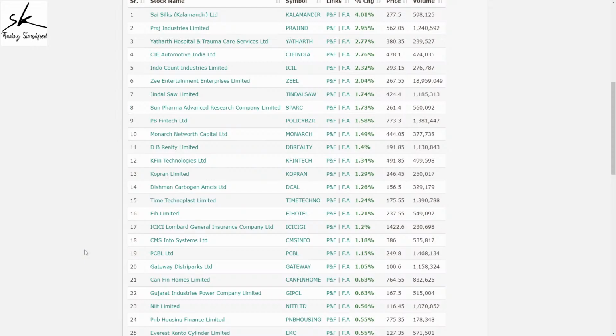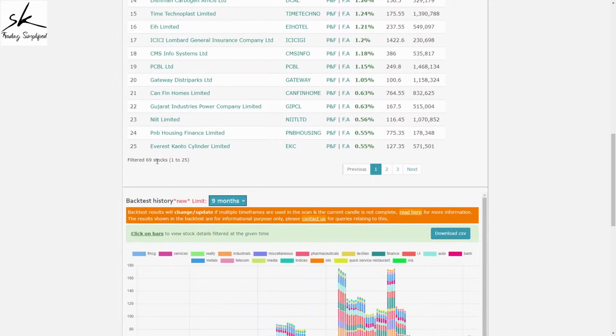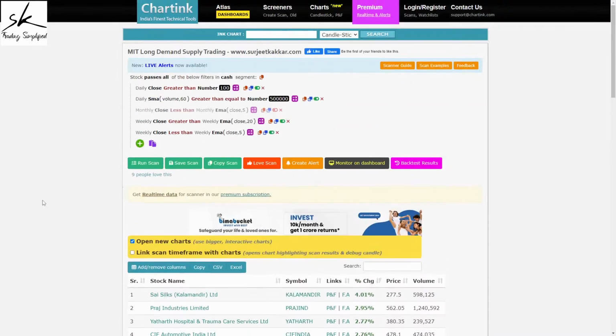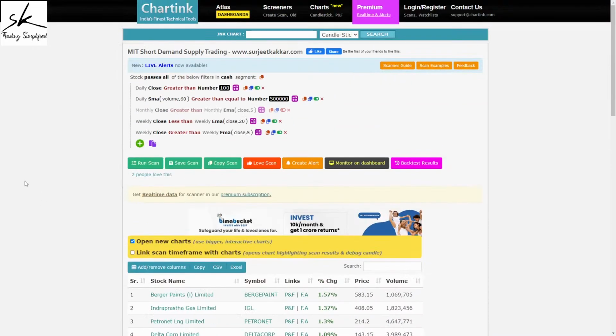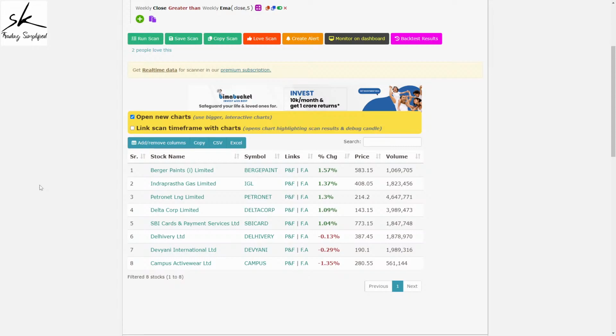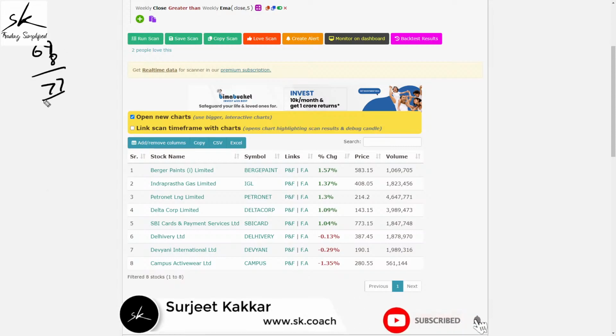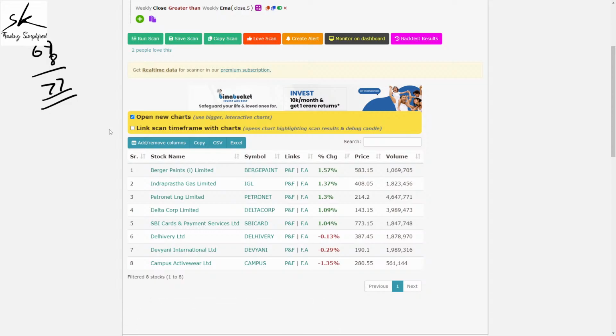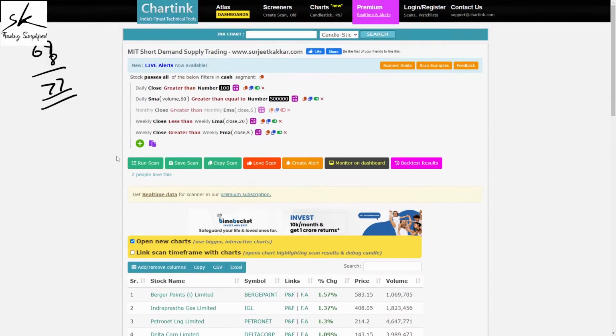Now it is giving me a list of about 69 symbols. And if I go to the short scan, it is giving me a list of 8 symbols. So we have around 69 plus 8, which is 77 symbols to look into. So it's not that you have a very big list of 500 or 600 symbols to look into. The list is still very small, just about 77, which can be easily analyzed, I'll say probably within about half an hour, 45 minutes to the max 1 hour.